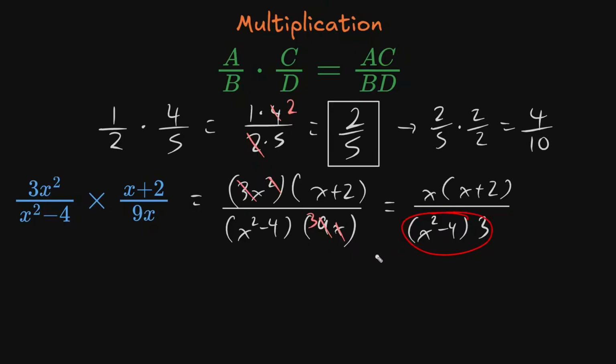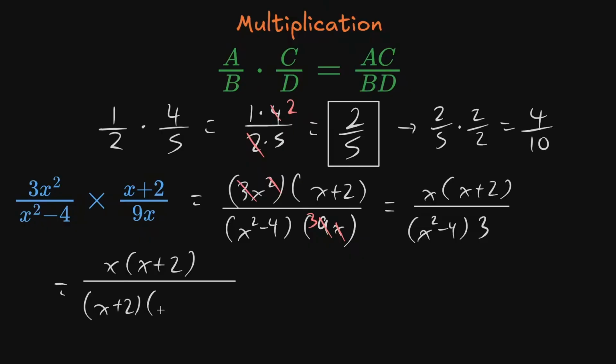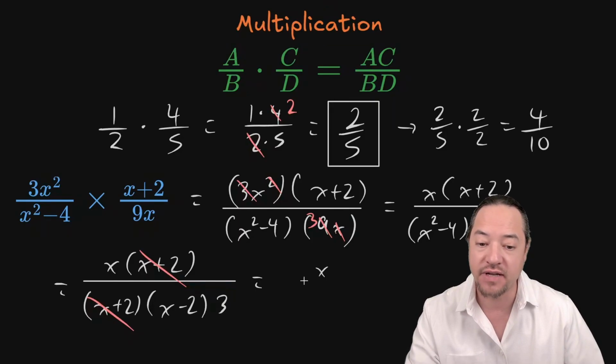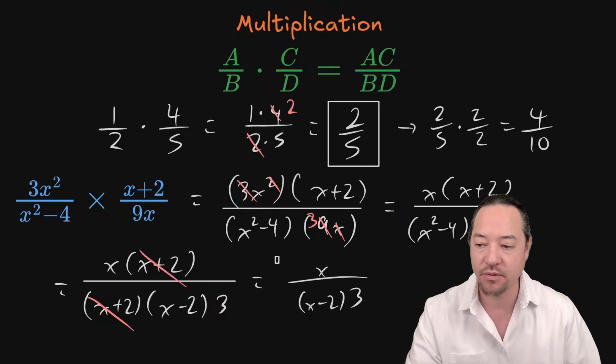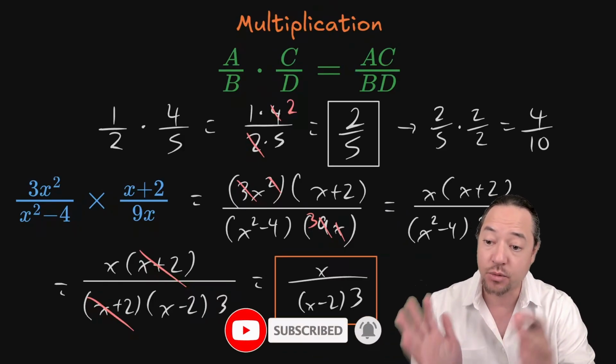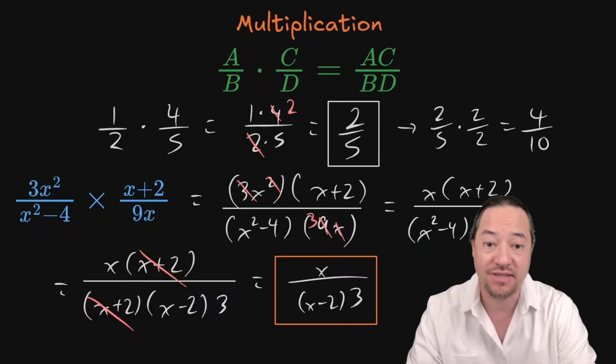This x squared minus 4, that's the difference of two squares, isn't it? So I can rewrite this as, well, in the numerator, I still have this x times x plus 2, but in the denominator now, x squared minus 4 is going to be the same as x plus 2 times x minus 2, and all of that is still multiplied by 3. And so finally, we see we can cancel out this x plus 2, thus giving us our final result of x divided by x minus 2 times 3. All right, so there we go. That's going to be our simplified form of what we get when we multiply these two rational expressions together.